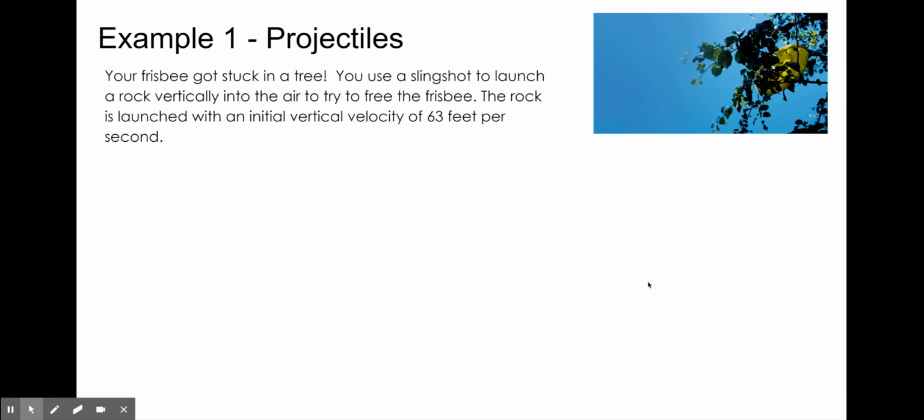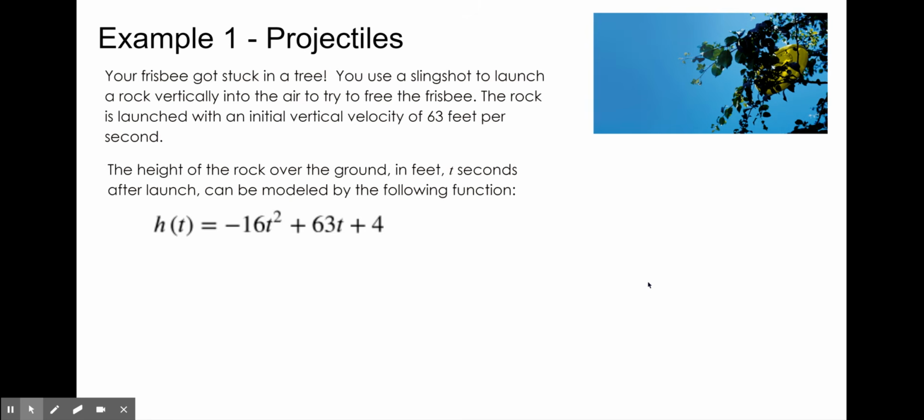Your frisbee got stuck in a tree. You use a slingshot to launch a rock vertically into the air to try to free the frisbee. The rock is launched with an initial vertical velocity or speed of 63 feet per second. The first thing we need to do is model our scenario.